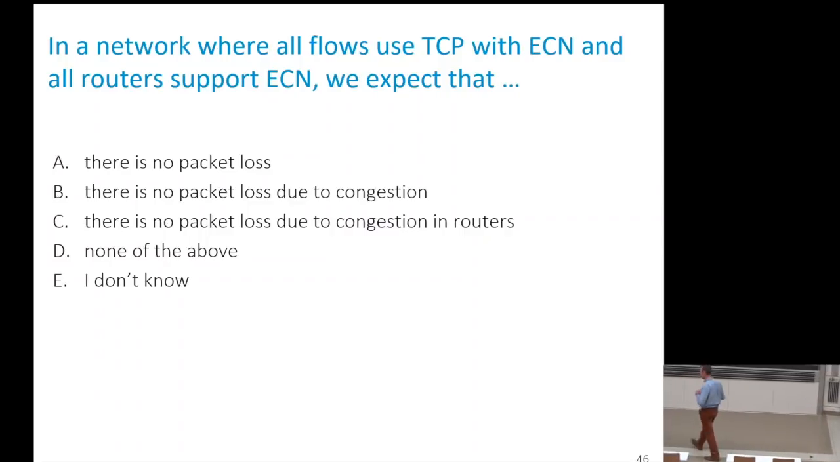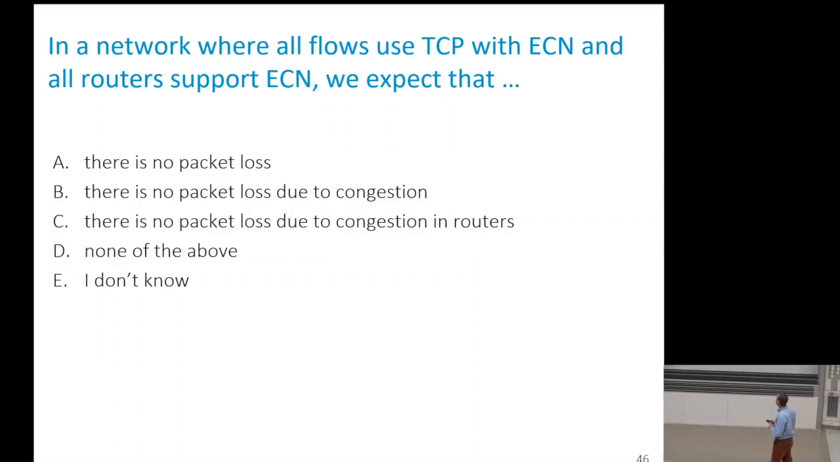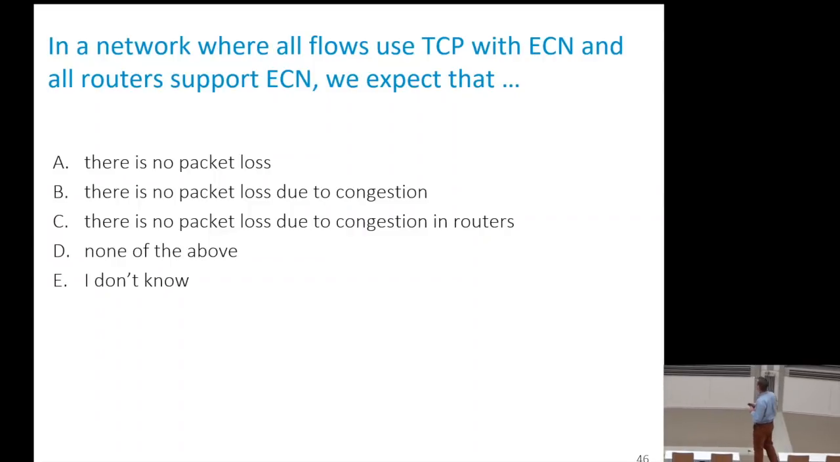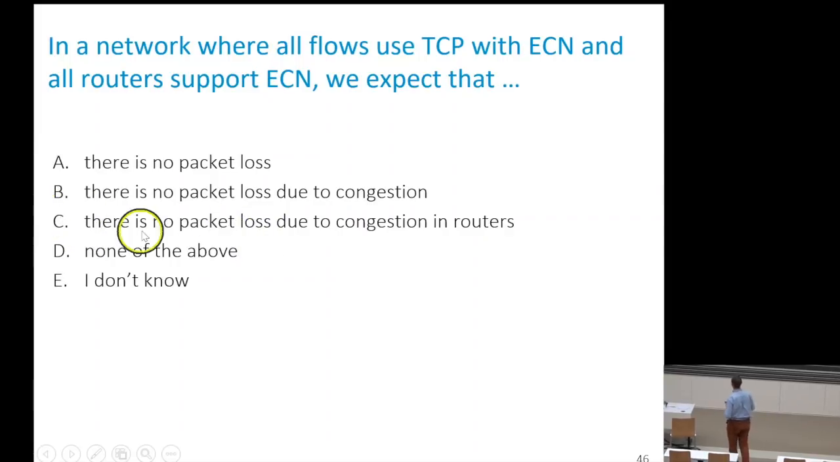Voilà, we start seeing a number of complex things together. Small question. What happens in this case where all flows use TCP with ECN, all routers support ECN? What do we expect in terms of benefits? And the correct answer is the majority choice.